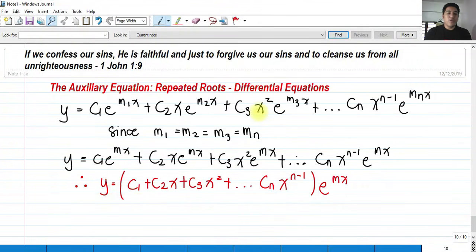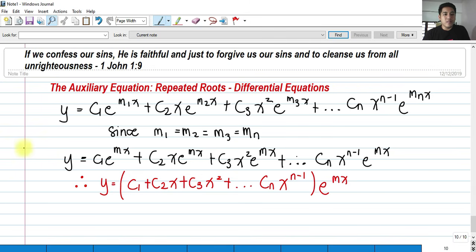Hi, so for today we're going to talk about the auxiliary equation, and this is a continuation of our last video all about differential equations, wherein we tackled the auxiliary equation but with distinct roots. But now we're going to talk about the auxiliary equation with repeated roots. Consider some higher order differential equation and we're going to solve it.